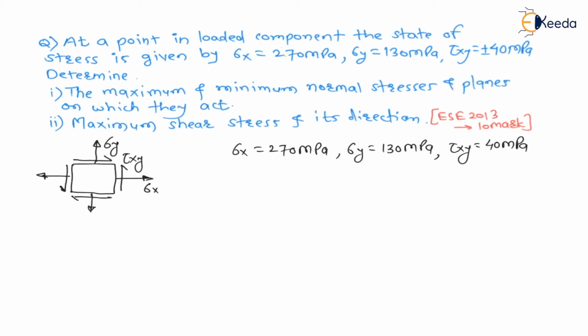Plus or minus means that if it is plus on the horizontal plane, then on the vertical plane it will be minus, that is clockwise and anti-clockwise shear. Now the question is the maximum and minimum normal stresses and the planes on which they act.